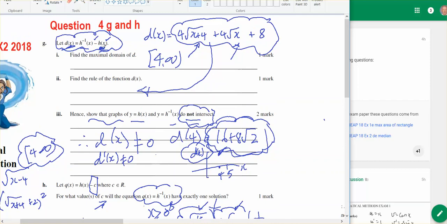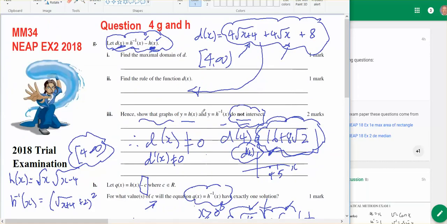and I am minusing h from the inverse. If I made c equal to this, I'm actually minusing this and I will double the distance away. So I want c to equal negative this. So c has to be negative 16 minus 8 root 2, and then my graph will go down to here, and at x equals 4, the d of x will be 0, which means these two will touch each other once.